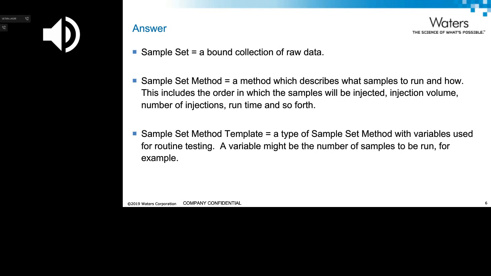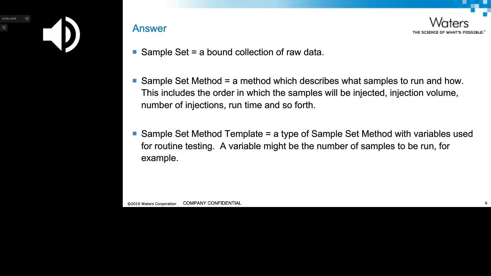A sample set method is a method which describes what samples you're going to run and how. So what do we mean by that? We're thinking about the order in which we will have the samples injected. How many injections of each? What is the injection volume? And so forth and so on. So we're defining the samples that we're going to run and how we're going to run them. That's a sample set method.